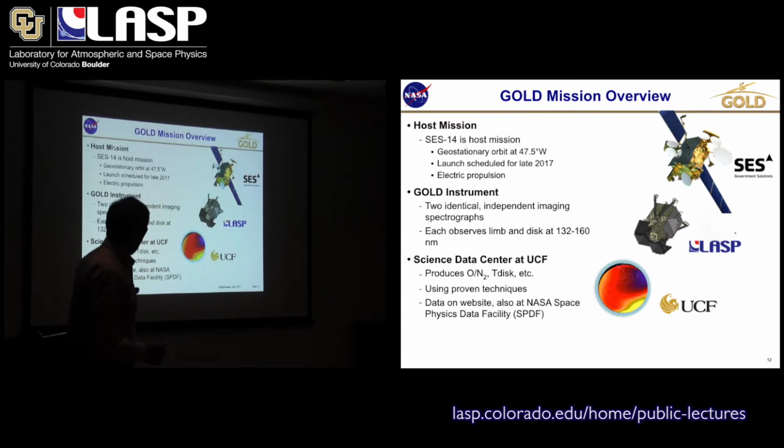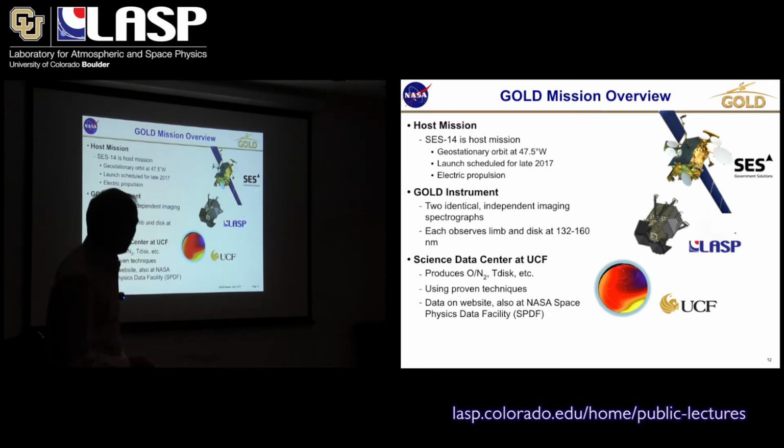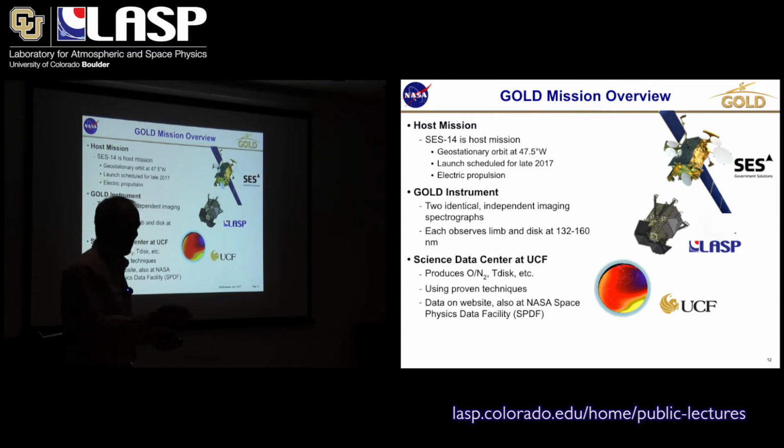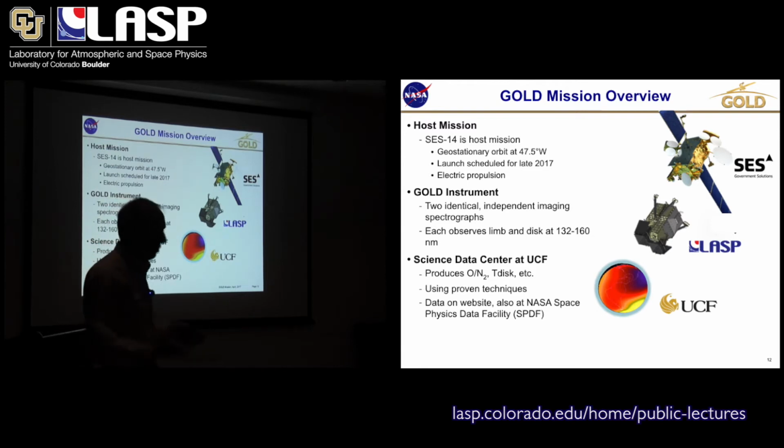Now, of course, the SES satellite we're flying on is a geostationary bird. I'll talk more about it in a minute, but it's going to be located basically over the mouth of the Amazon, at 47.5 degrees west. So they're providing communications to Brazil, and the schedule is launch in late 2017. That hasn't firmed up yet. So maybe a little bit later than late 2017, like early 2018. But we don't know at the moment.